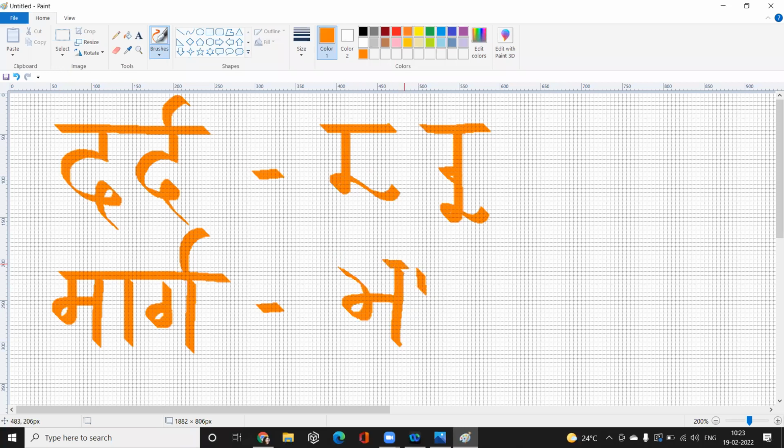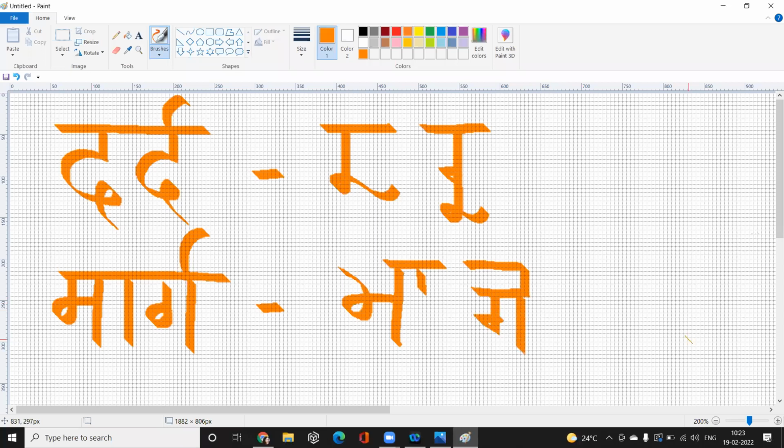Now here Ra would not be written like this, how we wrote in Dard. It will take a slightly different shape. This vertical line that I'm drawing here, this is the representation of the letter Ra, but without the triangle at the bottom. And then I draw the Shirorekha for Ga. And here it becomes Marg.